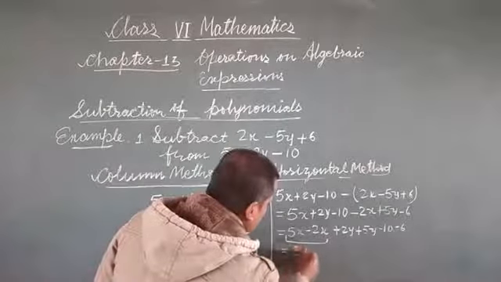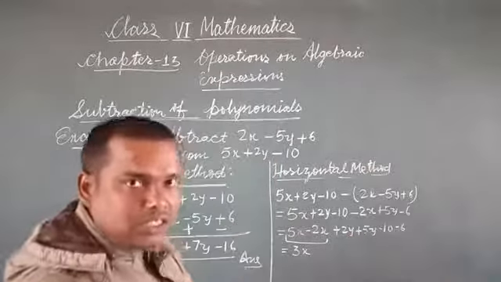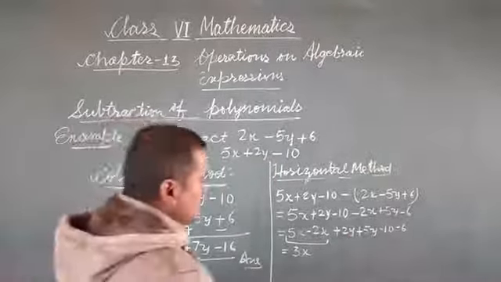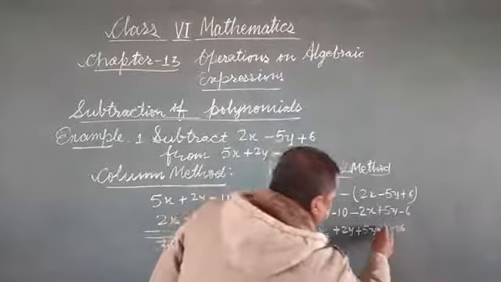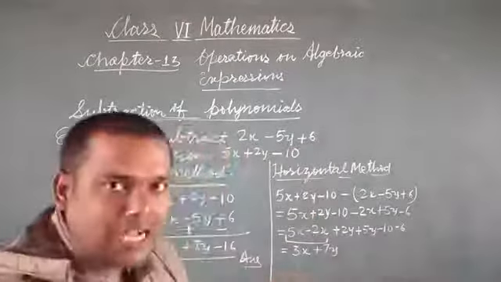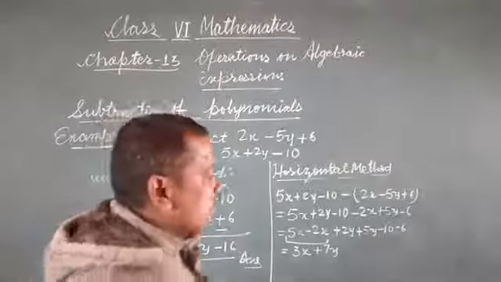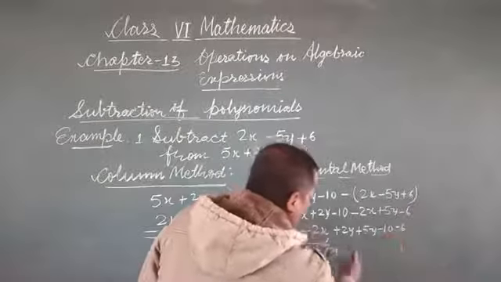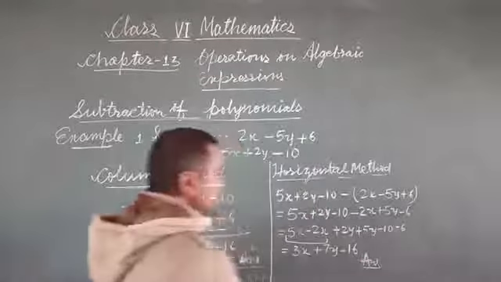Here is a plus sign, here is a plus sign. So both the terms will be added together and the sum will be 7y. Here both the terms have the negative sign, so we will add the terms but we will put the sign minus. So minus 10 and minus 6 will become minus 16, and this is the required difference.